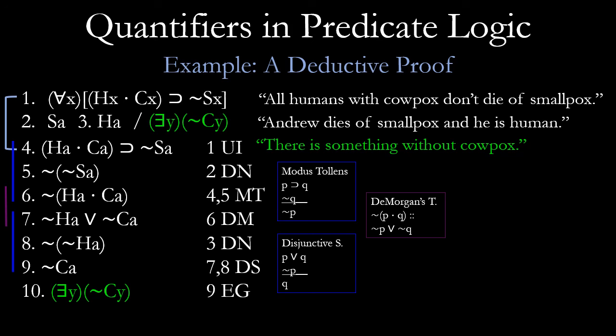And there we are. We have arrived at exactly where we wanted to go. We have shown that there is something that does not have cowpox. There is something in the universe that does not have cowpox. So this is an example of how you can use some of these logical steps, these rules of inference, using quantifiers in order to prove something deductively.